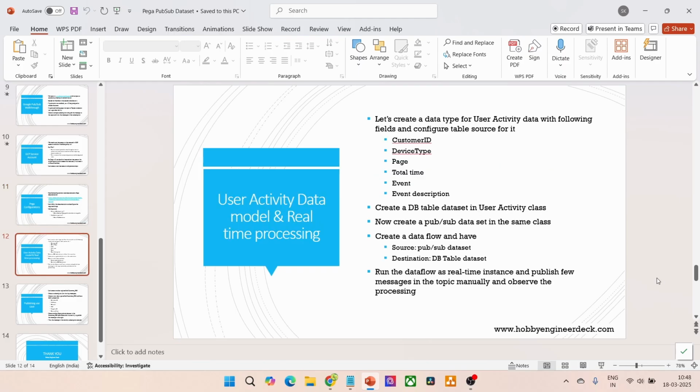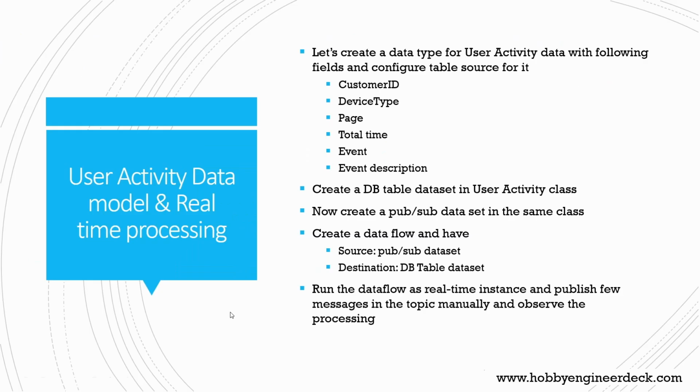But before we actually create a PubSub dataset, let us understand the use case. The use case is user activity data model and real-time processing. We have to ingest the data from the topic in real time. So how to orchestrate that? I have provided the steps over here. Let's create a data type for user activity data with the following fields and configure a table source for it.